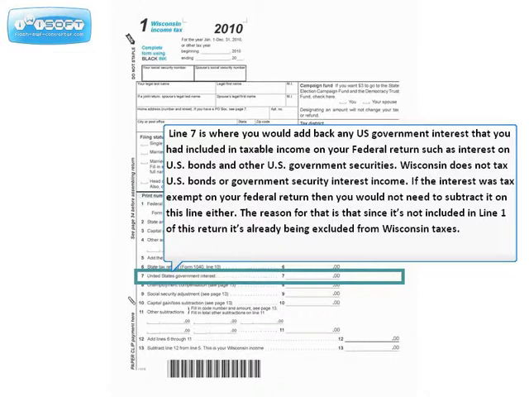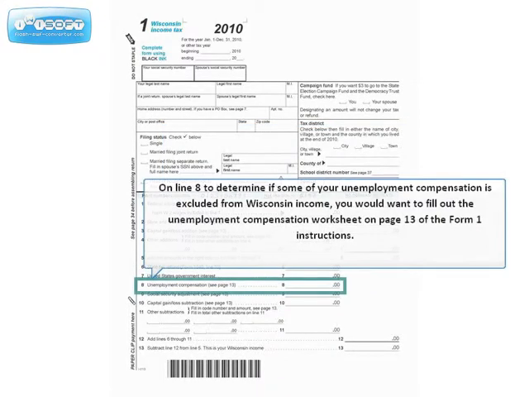If the interest was tax exempt on your federal return, then you would not need to subtract it on this line either. The reason for that is that since it's not included in line 1 of this return, it's already being excluded from Wisconsin taxes. On line 8, to determine if some of your unemployment compensation is excluded from Wisconsin income, you would want to fill out the unemployment compensation worksheet on page 13 of the Form 1 instructions.